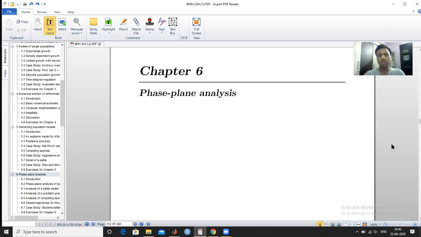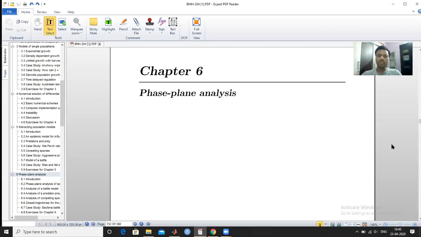Before this lecture, we have discussed interacting population models, including three models. First was the arithmetic model, second was the predator-prey model, and third was the battle model between two groups. Now we will discuss the phase plane analysis of these three models.